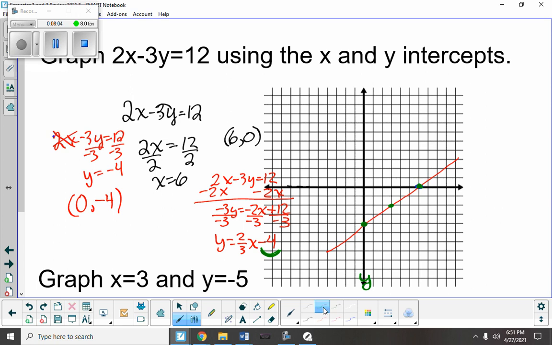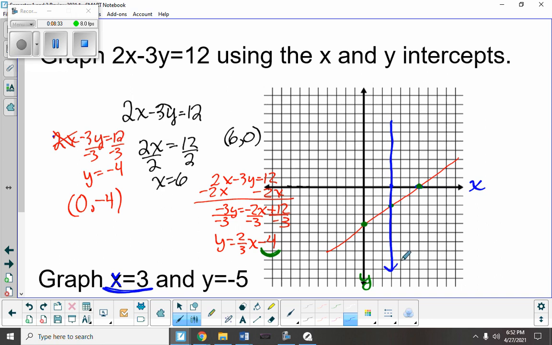Now, let's look at these next problems here. It says graph x equals 3. Now, if you just have x equals a number, that is going to be a vertical line. I always think this looks like a little v and another little v, so it helps me remember it's vertical. But what we do is on the x-axis, we go to 3 right here, and we draw the vertical line like this. And that's how you graph that.